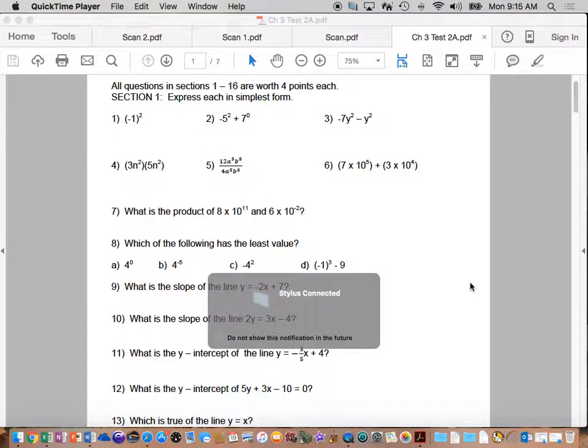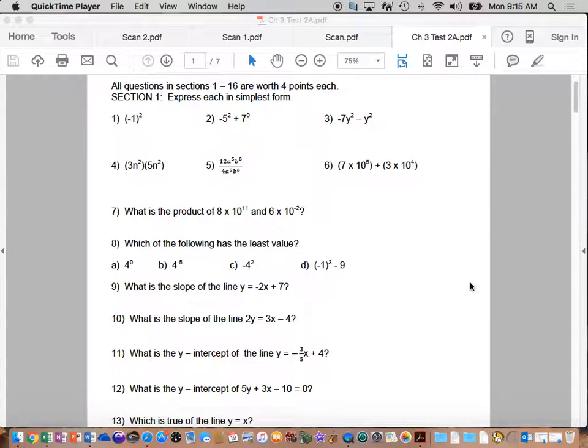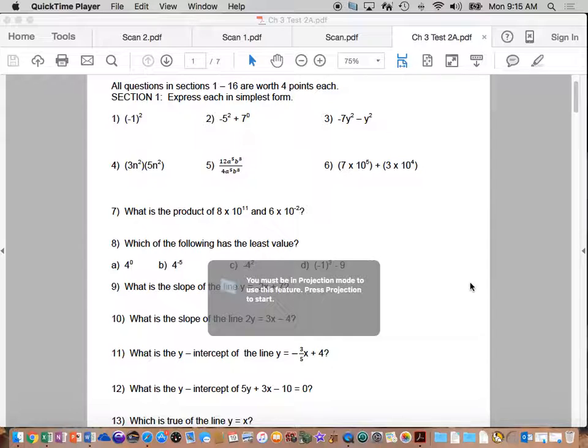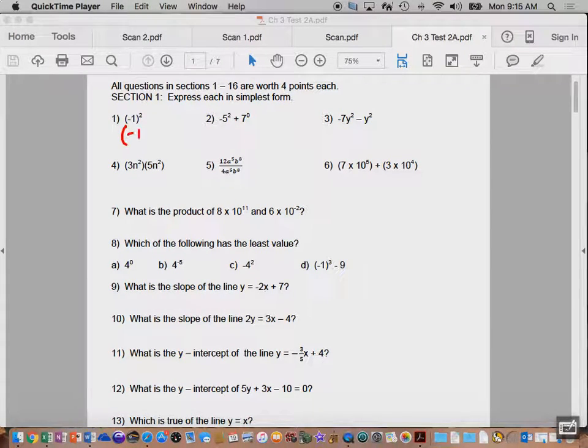All right, so the first one, -1 squared. Notice that -1 is in parentheses. And as soon as the -1 is in parentheses, that means you're squaring the whole -1. It means -1 times -1, which is 1.